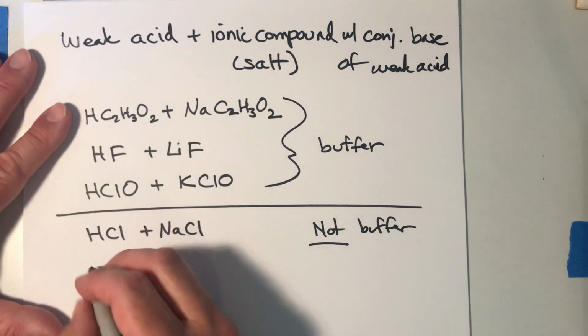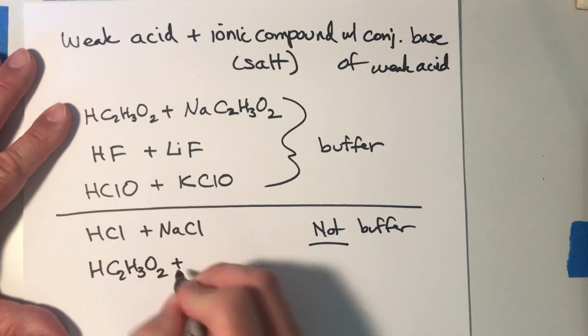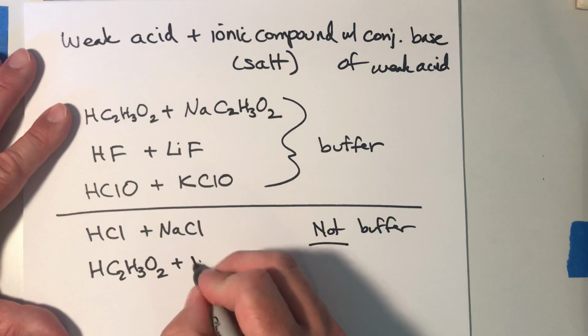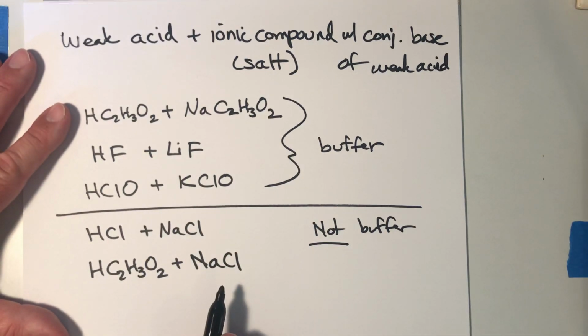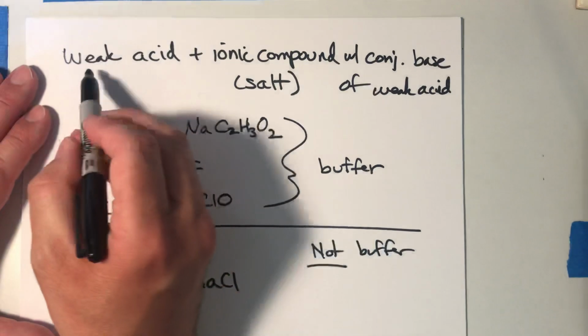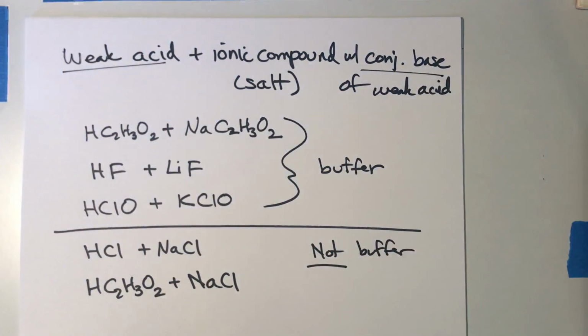Also, if we had a weak acid, like acetic acid, and we failed to add something containing its conjugate base. So if we had acetic acid plus sodium chloride, chloride is not the conjugate base of this acid. We would need to have had acetate as we had in the above example. So this is a case where we have to have both the weak acid and the conjugate base present in solution, or otherwise the solution is not going to meet the criterion to be a buffer solution.